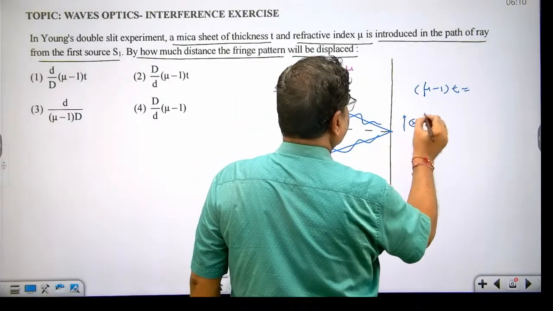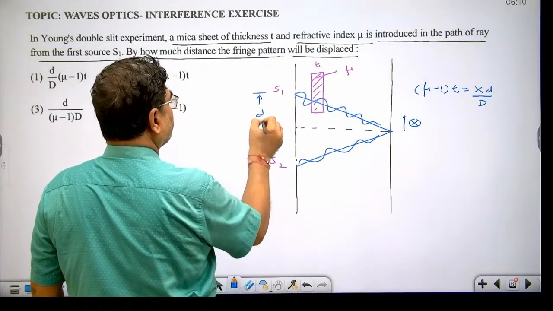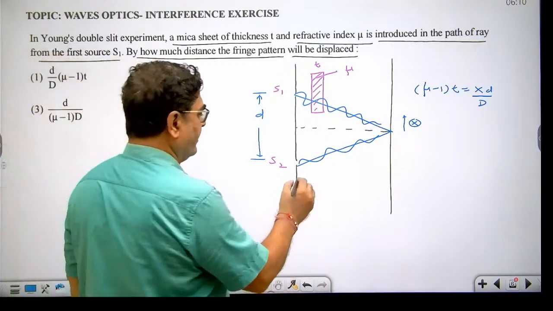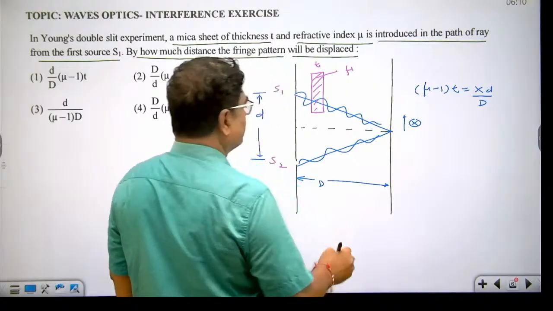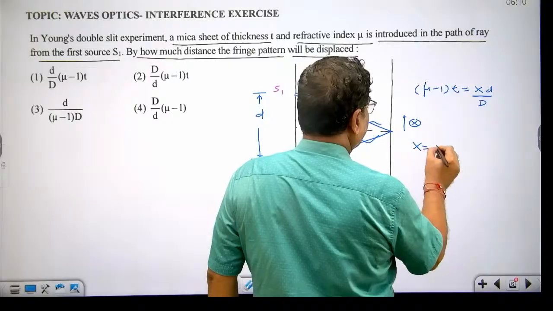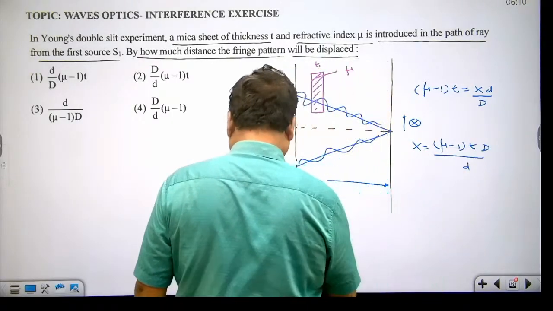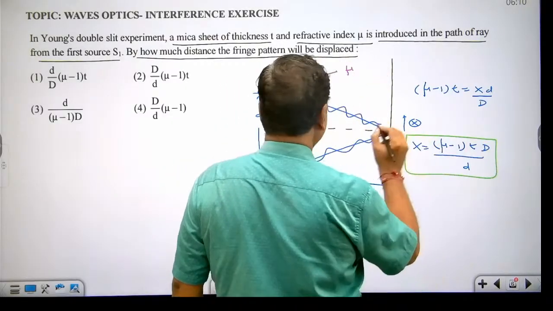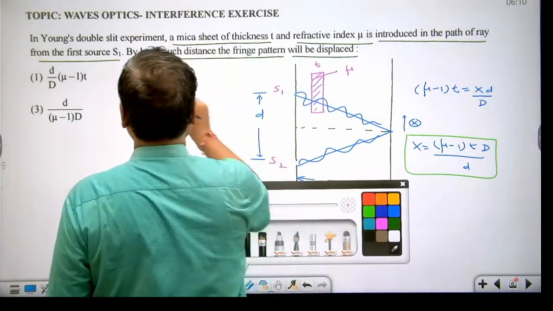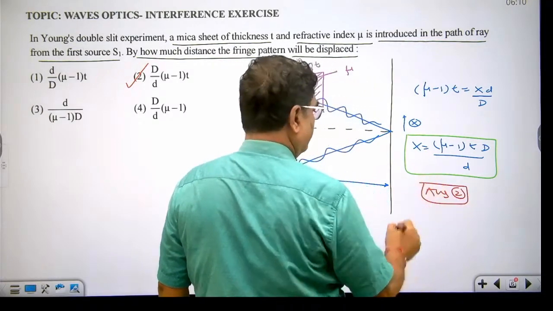If the shift is equal to x, this is equal to x D upon d. And what is d? Small d is the separation between coherent sources, and capital D is the distance of the screen from the plane of the slits. So after solving this, we will get (mu minus 1) into t into D upon d. This is the solution. So out of 4 choices, the correct answer is option 2.